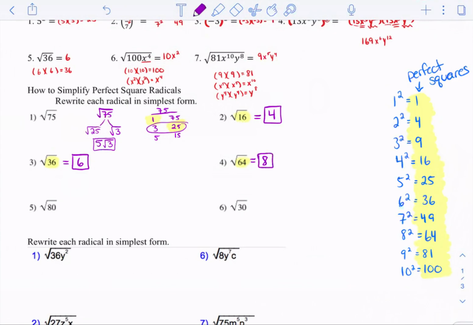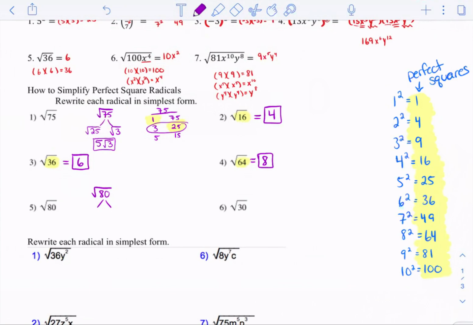But now I'm looking at the number 80, and 80 is not on this list. You see, I get to 81, but not 80. So that means I need to break this down. I'm looking for the biggest perfect square that goes into 80. So let me take out my calculator. And if you forget how to do it in the calculator, you go into the y equals. You go 80 divided by x. And then you go into the table.